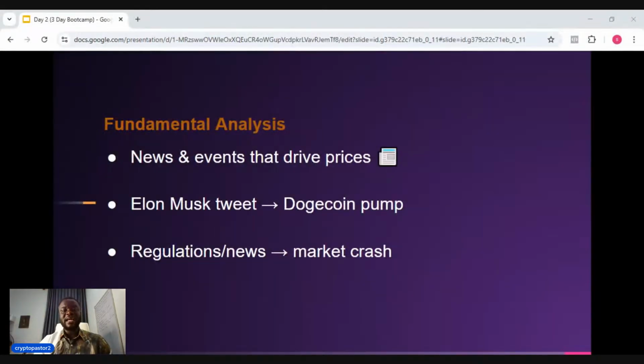So fundamental analysis is more about news, events, doing your research, knowing more about the coin, and following them on Twitter and everywhere. For example, most of you have heard about Dogecoin, right? Dogecoin is owned by Elon Musk, and there was a time that if Elon Musk just tweeted about Dogecoin, the price would pump massively. And also, when there's negative news, it will crash down immediately. You understand? So positive news makes the market go up, and negative news makes the market go down.